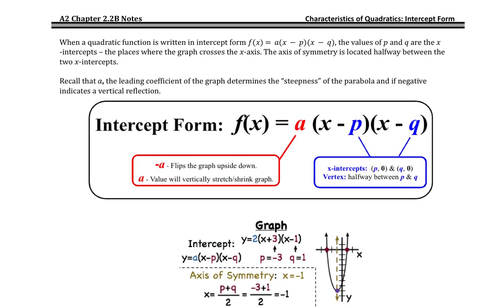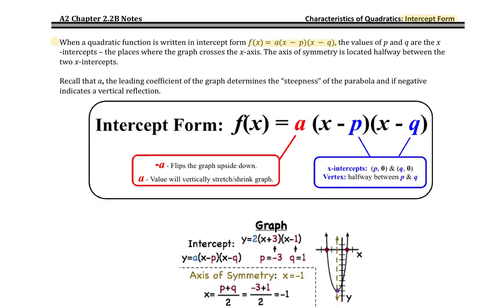All right, we got another form. We've got intercept form. When a quadratic function is written in intercept form, like this, the values of p and q are the x-intercepts, the places where the graph crosses the x-axis. So it's always the opposite of the p and the q, okay?